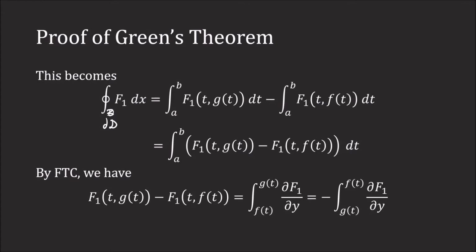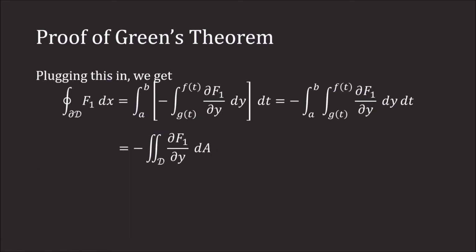Plugging this back in up here, we can write that the circulation along the boundary of D of F1 dx is the integral of negative integral of partial F1 partial y dy, then dt. Well, this is an iterated integral, so it can be written in this form. But notice, t going from a to b, y going from g of t to f of t is our domain. So that is just negative the double integral along the domain of partial F1 partial y dA.